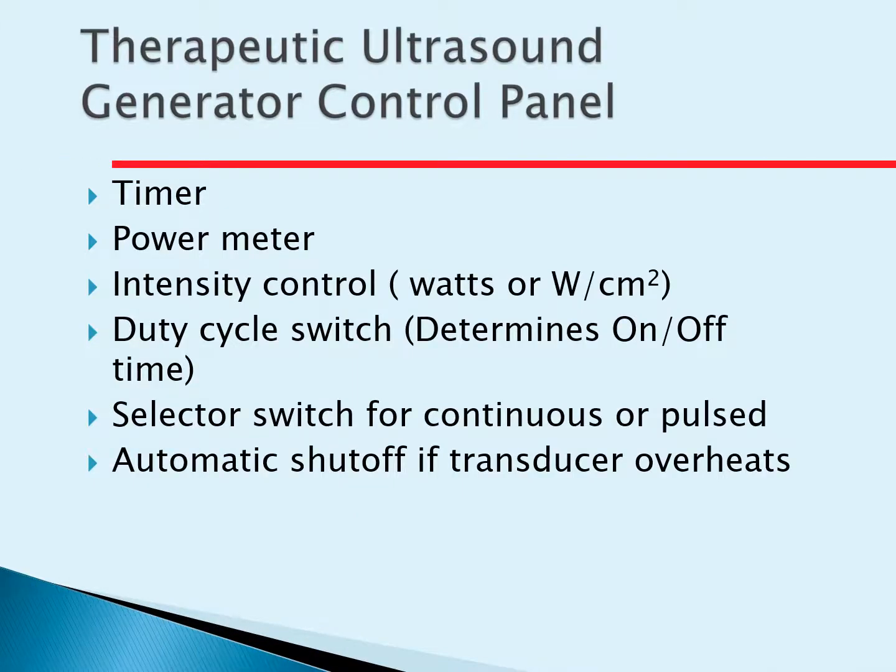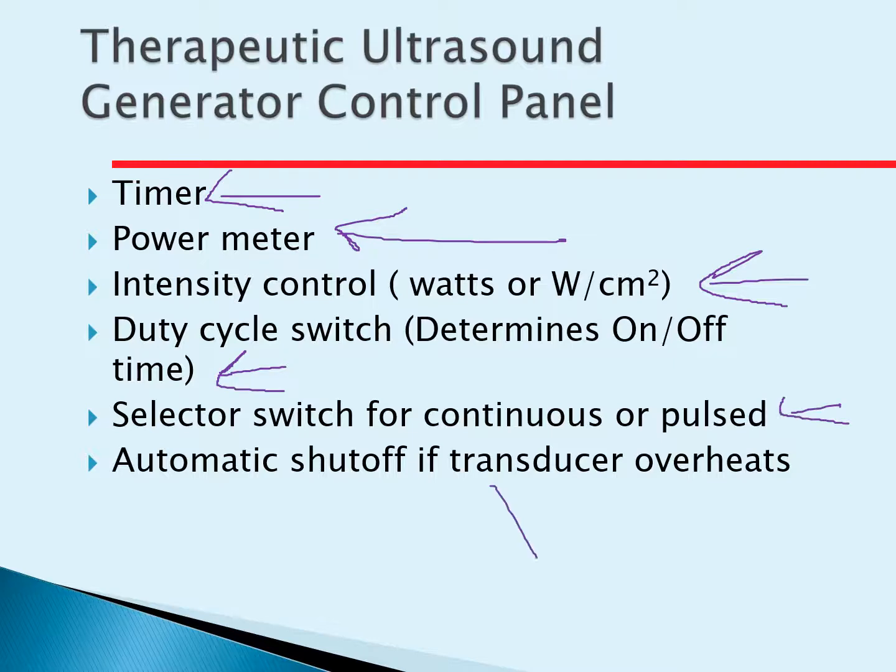The generator control panel should have a timer. It's important to let your patients know how long your ultrasound is going to go for. It should have a power meter, right? That should be your intensity and your megahertz. There's our intensity control. Then a duty cycle switch, so we should have on-off time. This is going to be our pulsed versus our continuous, which is going to go along with this down here.